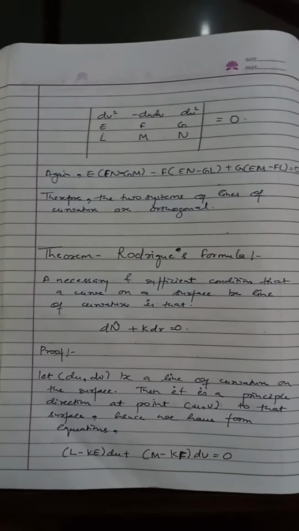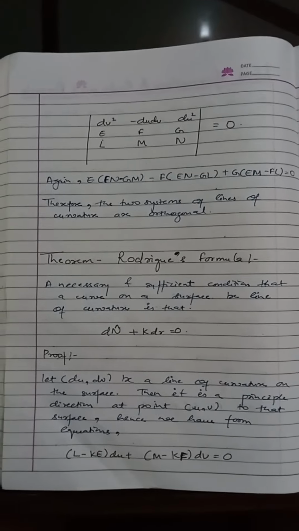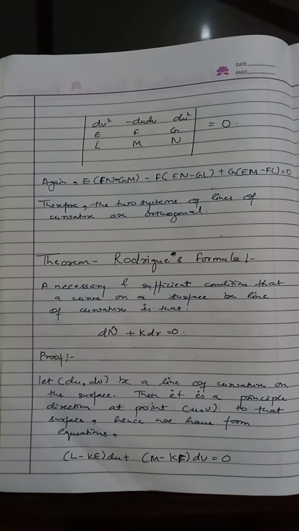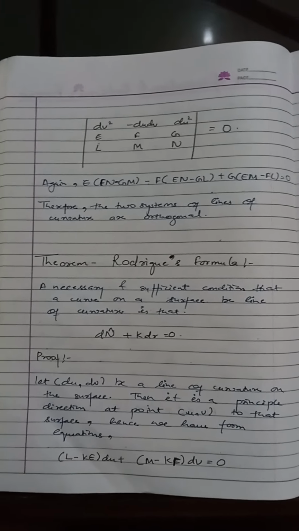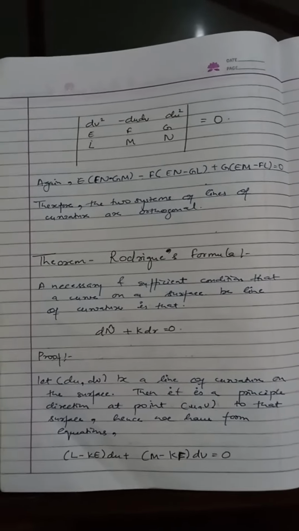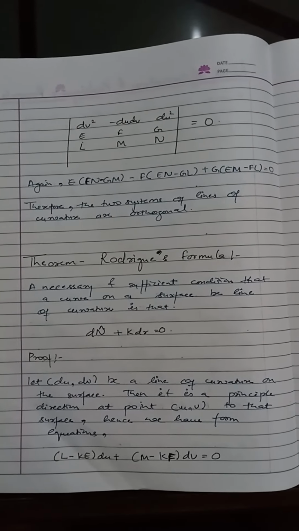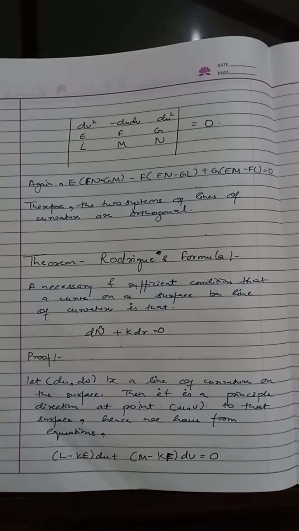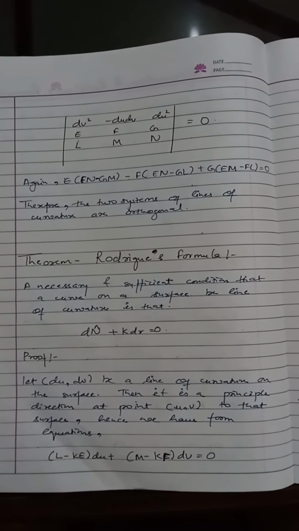Now the theorem, or Rodrigues formula. A necessary and sufficient condition that a curve on a surface be a line of curvature is that dn plus kappa dr is equal to 0. Its proof: let du, dv be a line of curvature on the surface, then it is a principal direction at the point (u, v) of that surface.